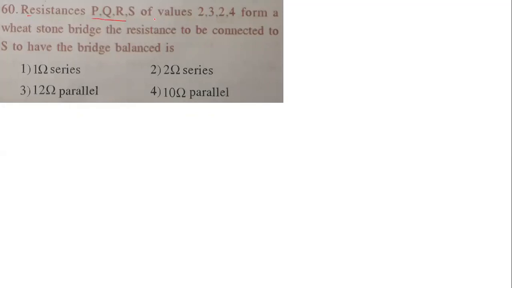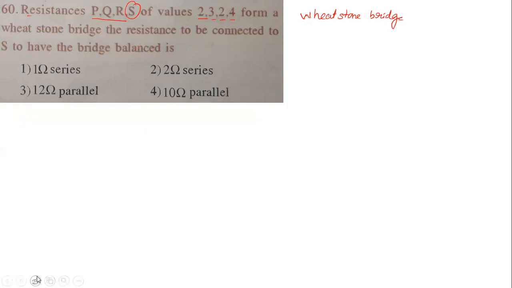Resistances P, Q, R, S of value 2, 3, 2, 4 form a Wheatstone bridge. So now the concept we have come to is the Wheatstone bridge. This is the concept we have come to now. Okay, Wheatstone bridge. The resistance to be connected to the S terminal here to have the bridge balanced. So we need to have the bridge balanced.